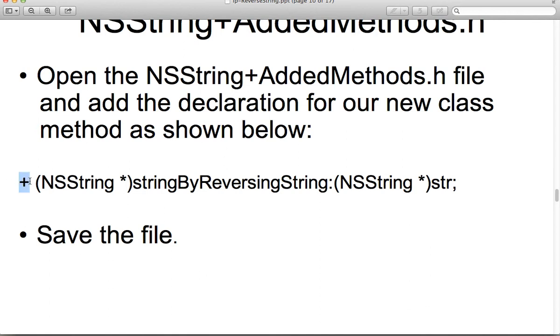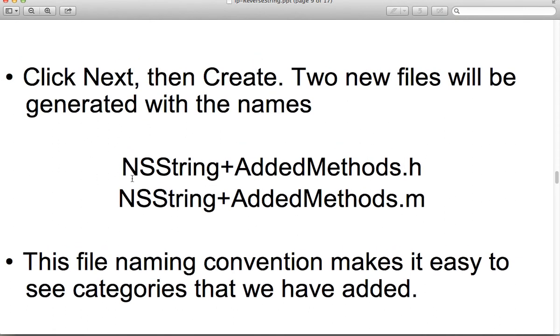Notice the plus sign. The plus sign means it's not for instances of objects. This is a class method, a class method that, lo and behold, we're adding to NSString. So that's why we have NSString plus added methods. Because if it was minus, it would be from an object. It's a plus for class methods versus object methods, or instance methods, I should say, not object.